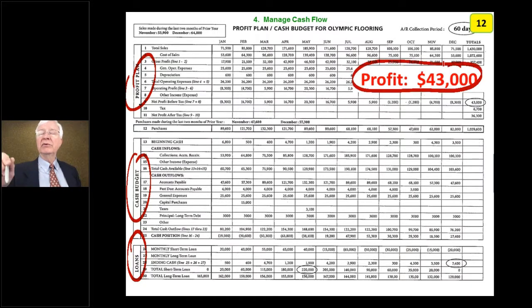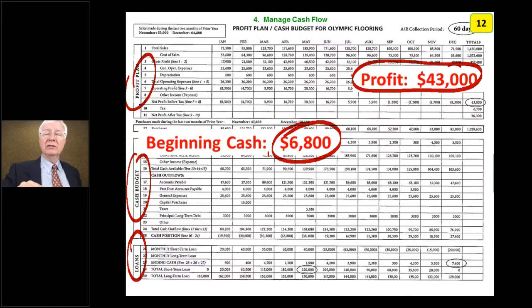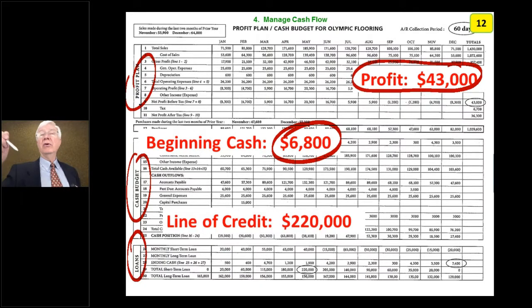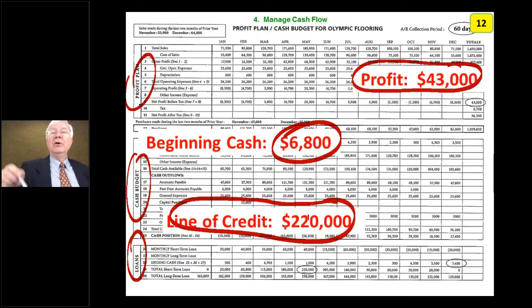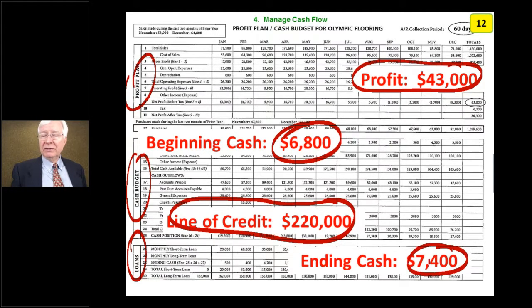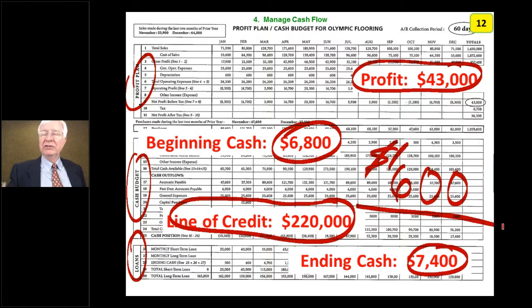This business is going to project $43,000 worth of profit. They're going to start the year with $6,800 in cash. They're going to borrow and, hallelujah, repay back to the bank on their line of credit $220,000, and they're going to end the year with a whopping $7,400. They're going to create a magical $600 in new cash over the course of 12 months.